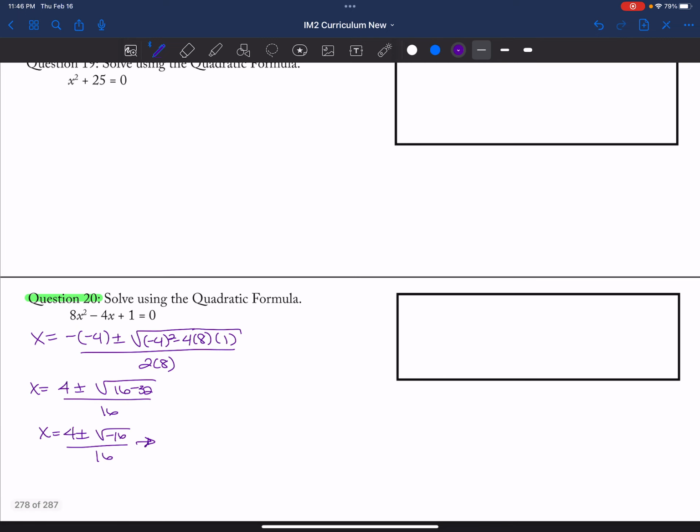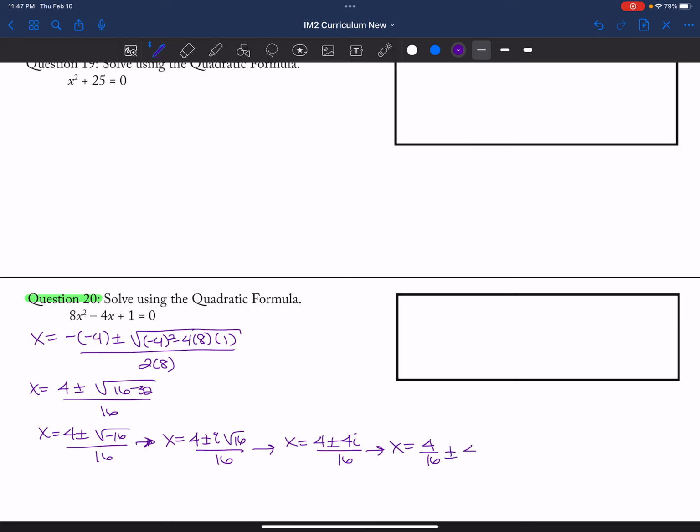So I get an imaginary number. So x is equal to 4 plus or minus i root 16 over 16. So x is equal to 4 plus or minus 4i over 16. So then everybody's divisible by 4. So then I have x is equal to 4 over 16 plus or minus 4i over 16. So x is equal to 1/4 plus or minus i over 4. Okay.